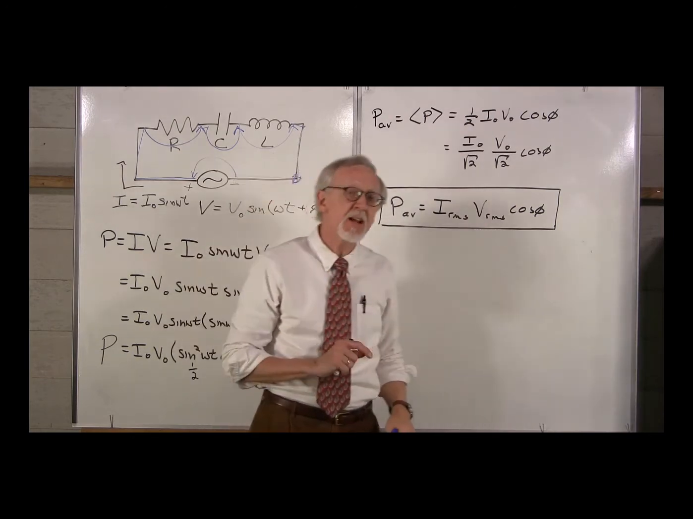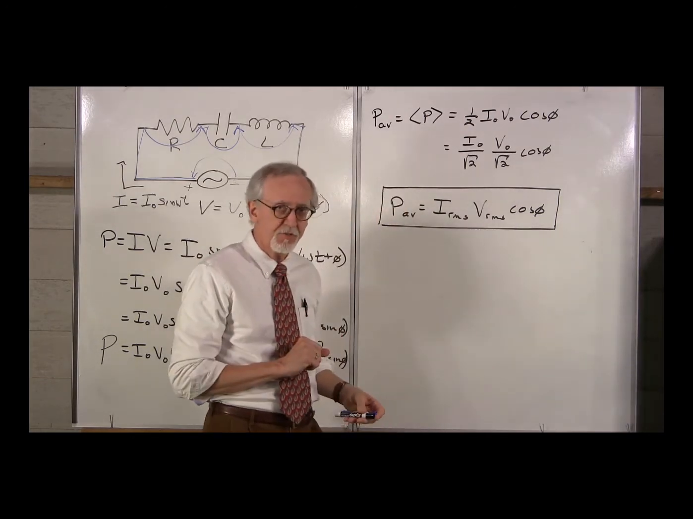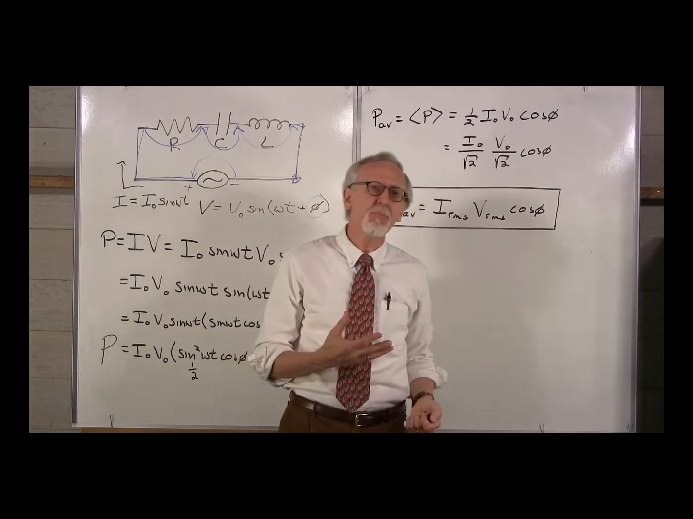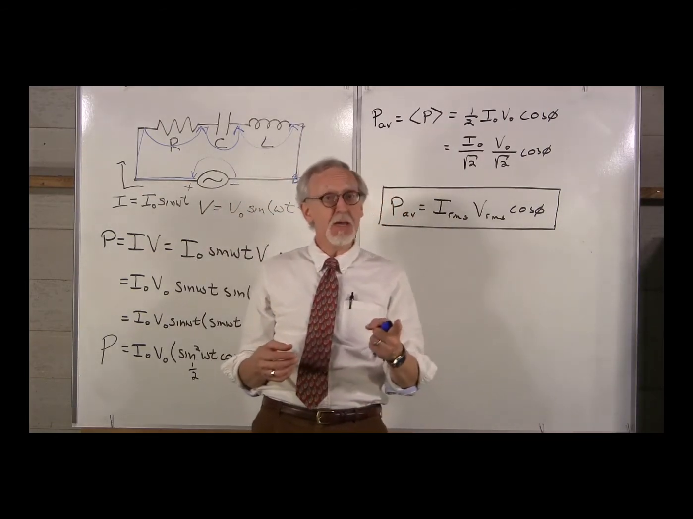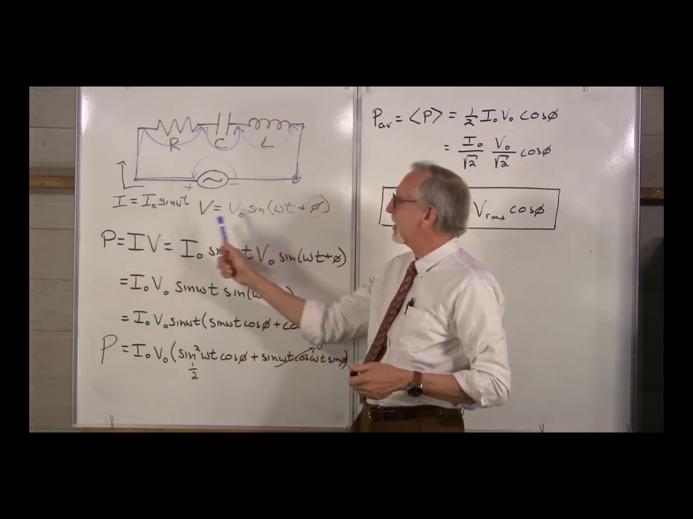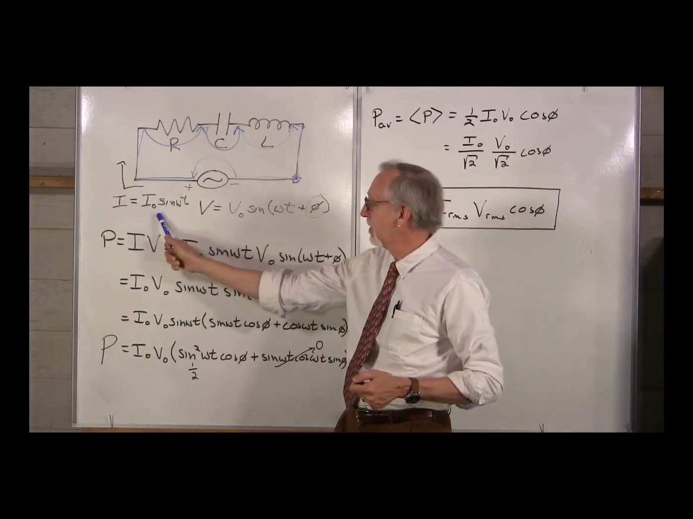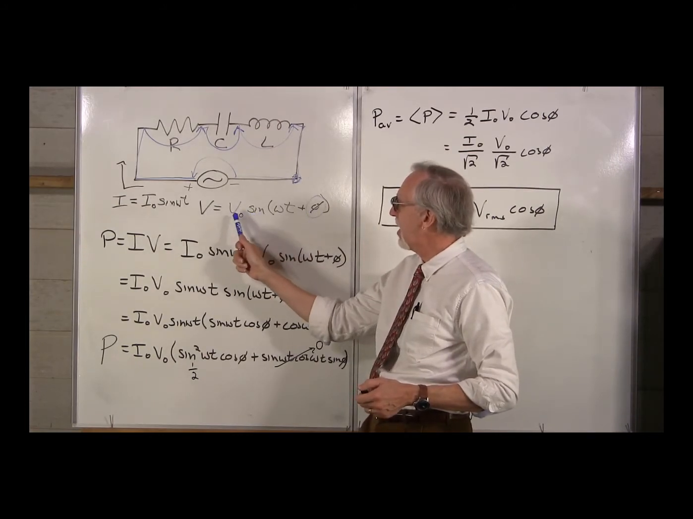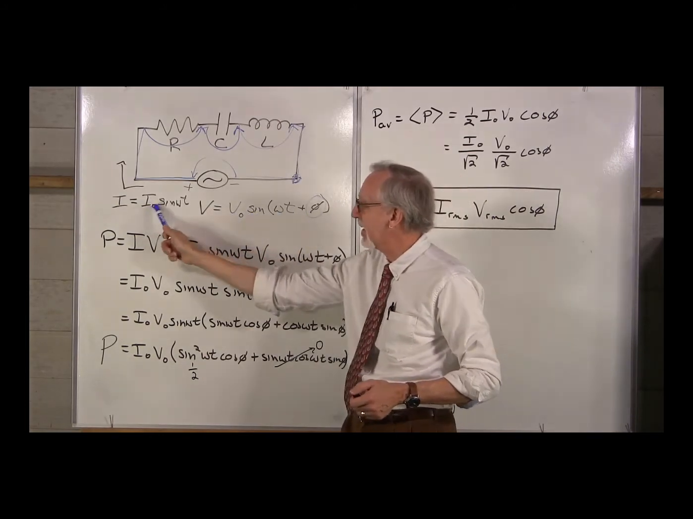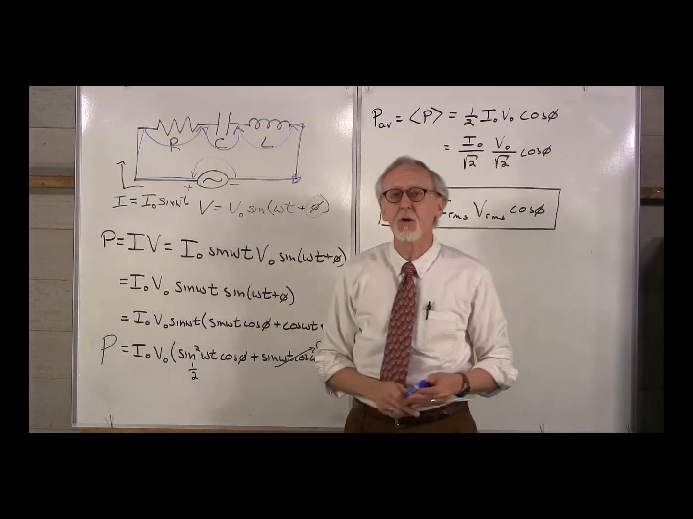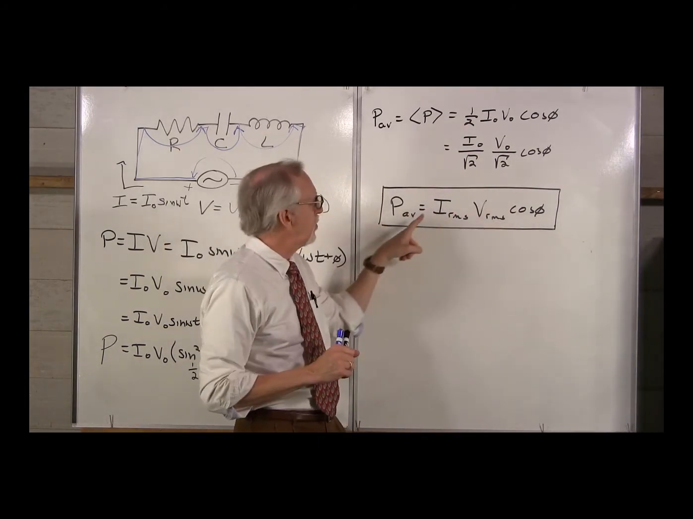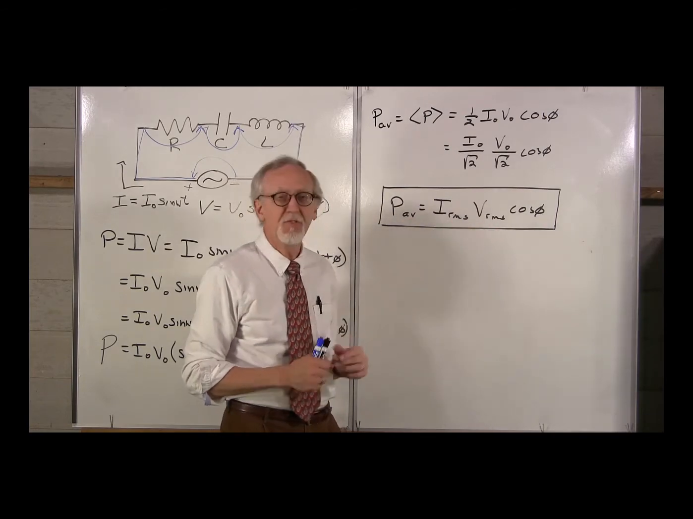This is a very nice, simple form. Let's think about this just for a second. Let's imagine phi is 0. Phi would be 0 when? That would be when the applied voltage is actually in phase with the current. I'll come back to that in just a second. Where phi is 0, we have V naught sine omega t and I naught sine omega t. The current and the voltage are in phase. In that case, cos 0 is 1, and we have P average is I RMS V RMS.